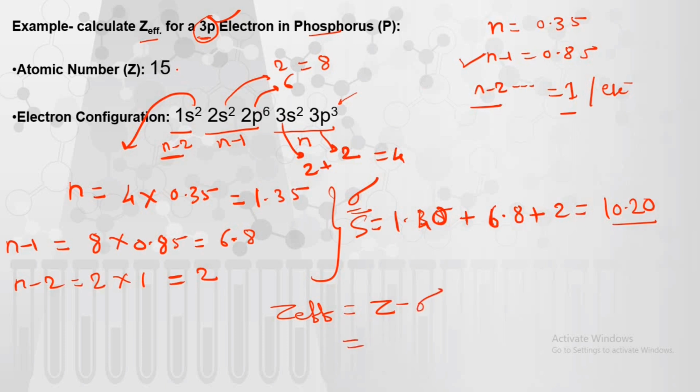Your value of Z is 15 minus 10.20, it is 4.80. That's why Z effective for 3p electron in phosphorus is 4.80. So in this way, this calculation can be done. If you do the calculation for another element, we will see another example.